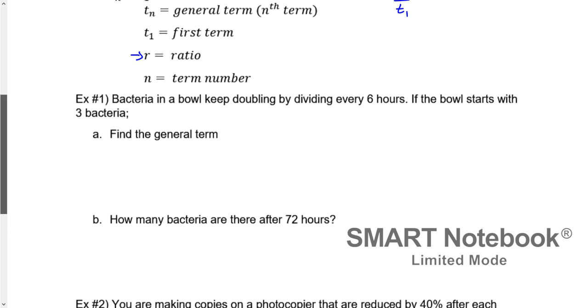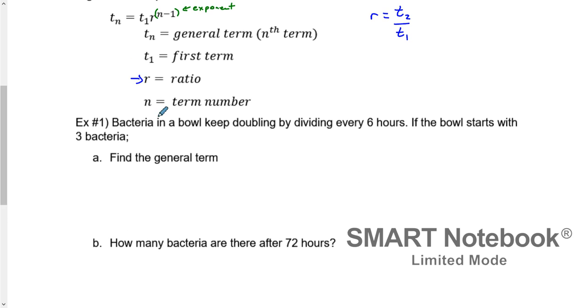Alrighty. So first example. Bacteria in a bowl keep doubling by dividing every 6 hours. The bowl starts with 3 bacteria. Find the general term.